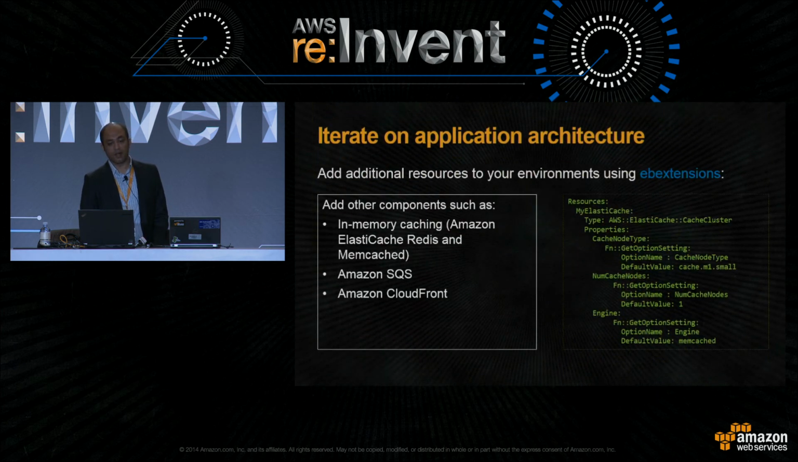You can iterate on your application's architecture. So in this case, we have an example of adding an Elasticache node and then saying that we'll use memcached as the engine. But you can use a similar snippet to do DynamoDB tables, as I showed you guys earlier. You can use a similar snippet to do SNS topics, pretty much any resource that CloudFormation supports, because at some level, these are just CloudFormation snippets that you're using.